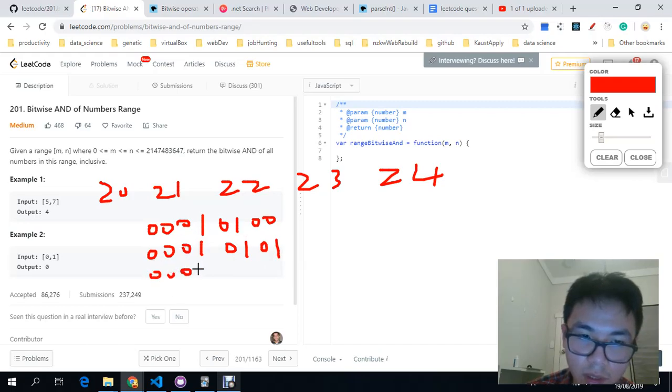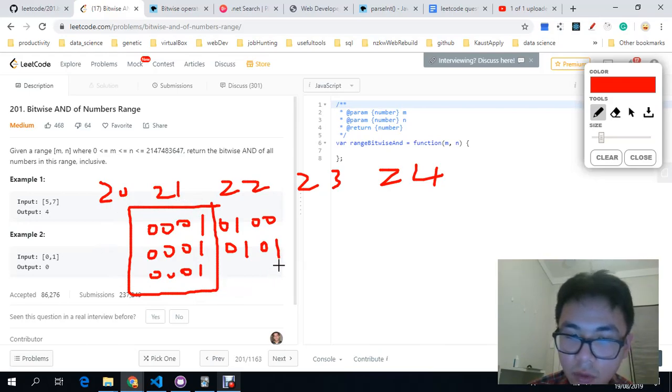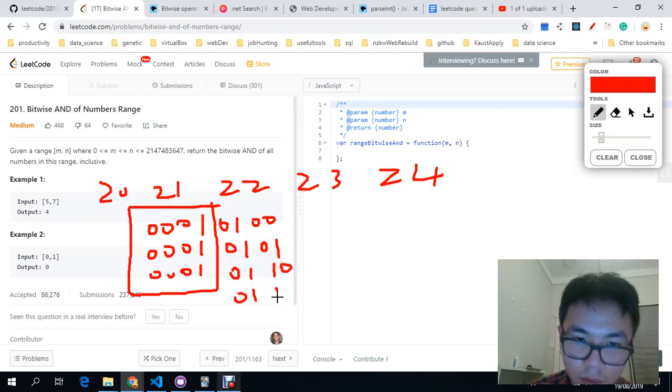So the leading 1 is always the same. So this is the position. The first few bits are always the same, and the last few bits are always different. But after we do a bitwise AND, they will become zero. Keep going just to illustrate this idea. You can see every column has at least one 0. Therefore, after you do a bitwise AND on all those numbers, you eventually get a zero there.